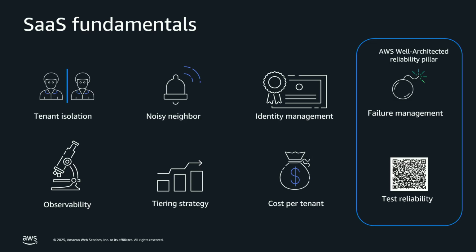And all these fundamentals remain the core building block for you to build a truly resilient solution on AWS. And one of the best practices as part of the AWS Well-Architected reliability pillar is failure management, where we talk about test reliability. And the idea of correlating SaaS fundamentals with the AWS Well-Architected reliability pillar is to ensure that you consider reliability as a core pillar to validate and test your workloads against any disruptions. And this will ensure that your workload is ready to withstand both partial failures or gray failures against your functional and non-functional requirements.